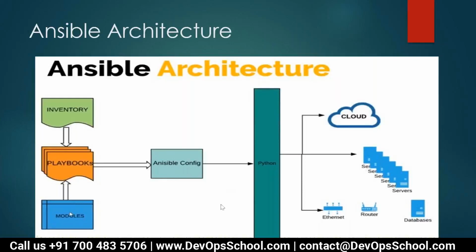So this all happens with the help of Python. Python is in between, and we have all these as hosts. So we can do provisioning in cloud, we can configure routers, databases, servers, all this stuff. This can be done with Ansible. So this is the architecture of Ansible.